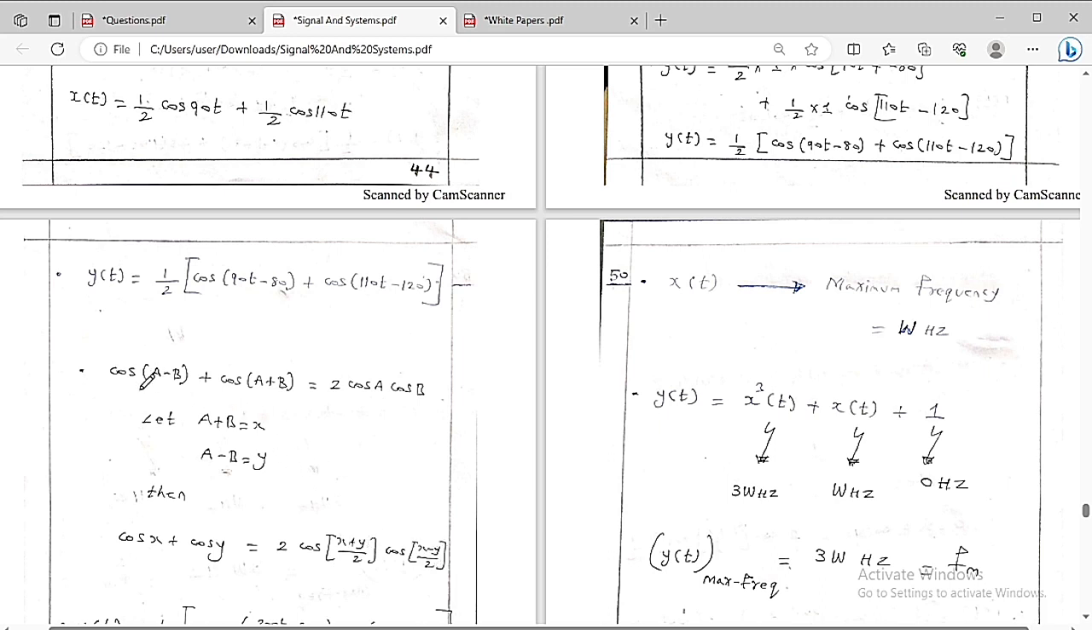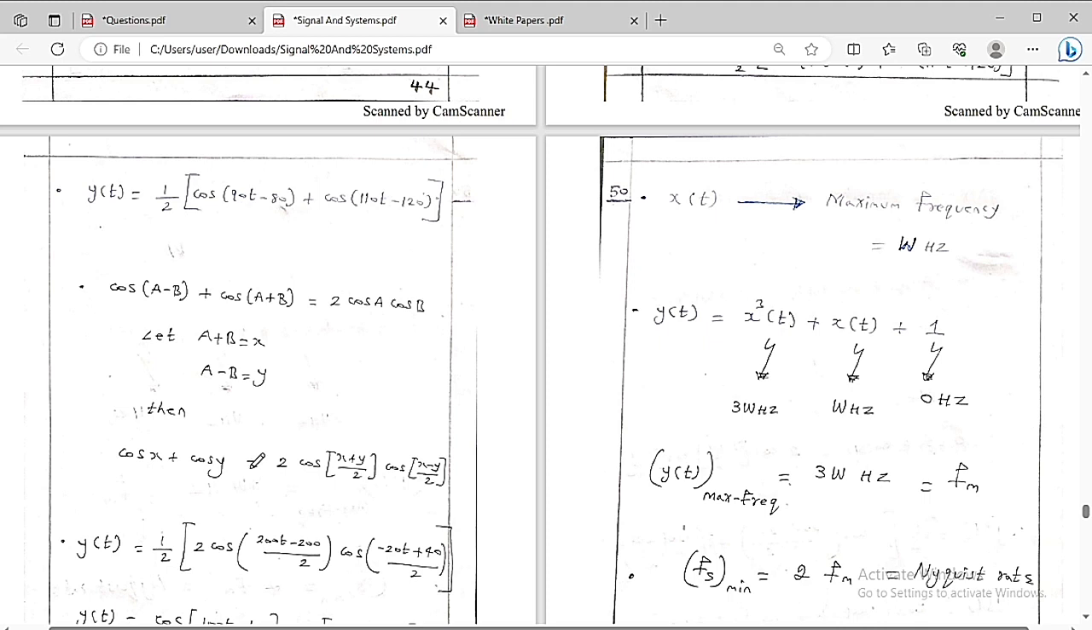Just what you did, cos(a minus b) plus cos(a plus b) is equal to 2 cos a cos b. I am going to assume a plus b is equal to x and a minus b is equal to y. If you simplify, you are going to get the value of a, which is (x plus y) by 2, and b is equal to (x minus y) by 2. So here, cos x plus cos y is equal to 2 into cos of (x plus y) by 2 into cos of (x minus y) by 2. So now what am I going to do? So this is cos x, so this is nothing but x, and this is nothing but y.